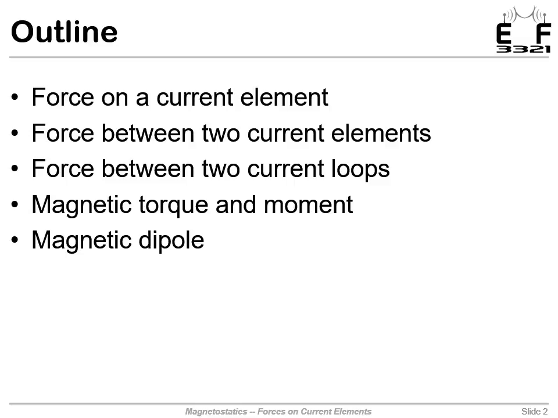Then we'll look at a case where those current elements are actually loops, and some special things happen there. And that'll bring us into talking about magnetic torque and moment. And it turns out a loop in a magnetic field won't change its position, but it will rotate. The magnetic field puts a torque on the loop instead of a force to move it in a particular direction. And we'll end with a quick discussion of a magnetic dipole.